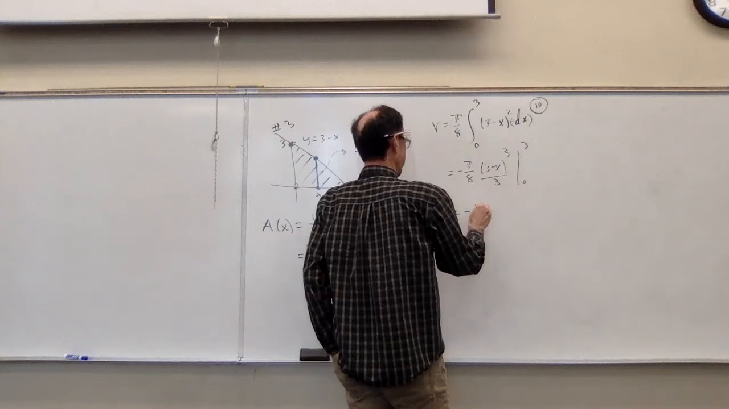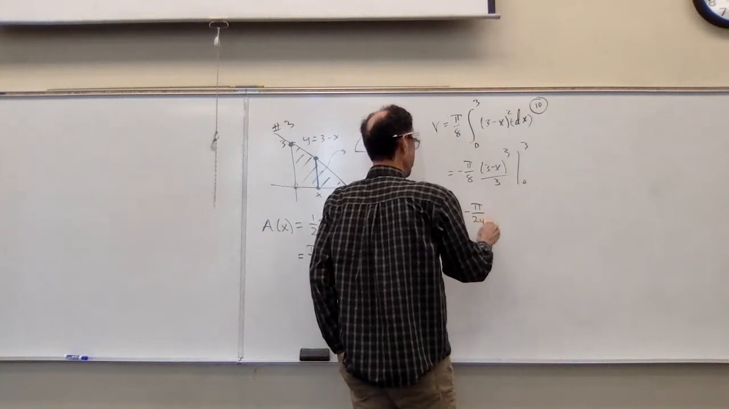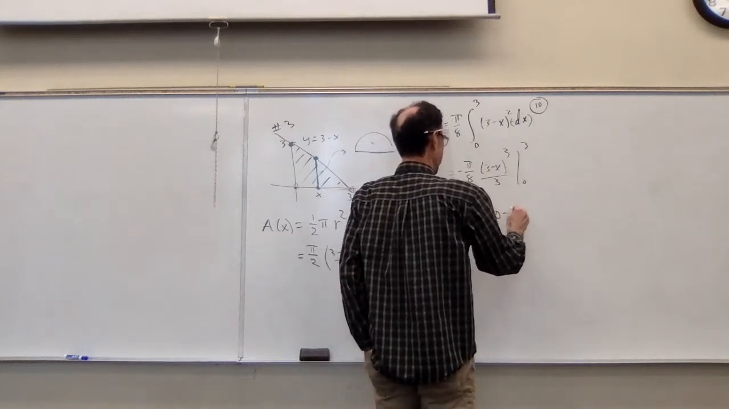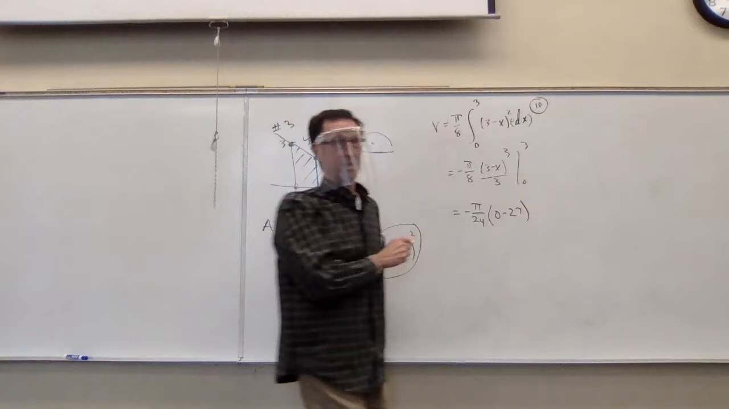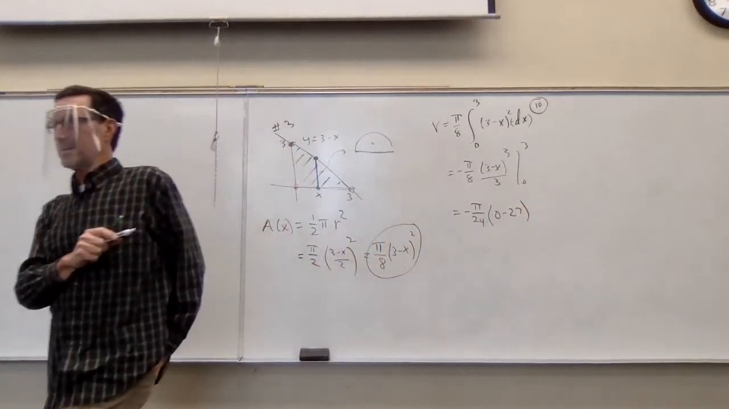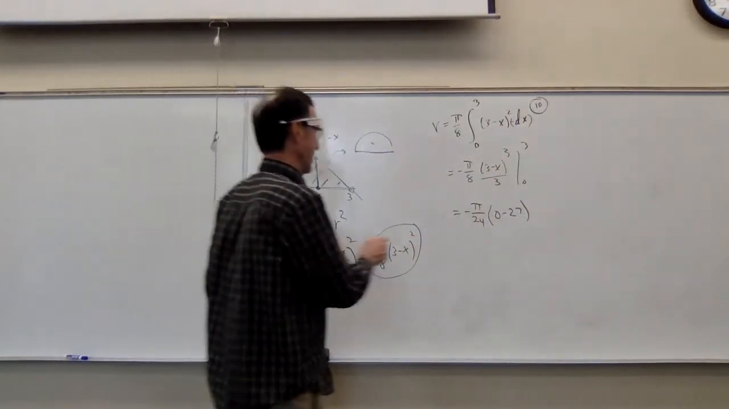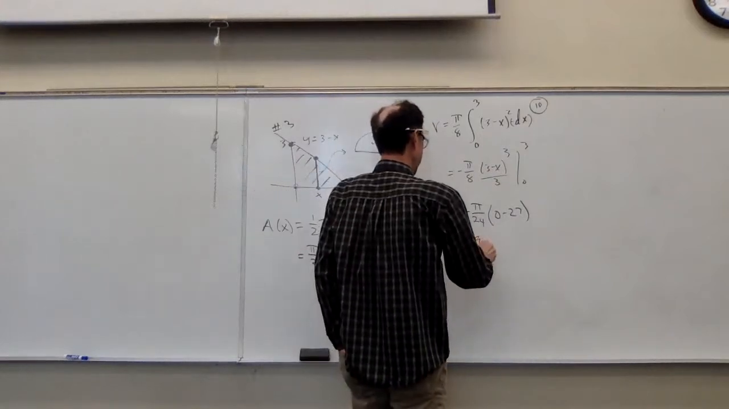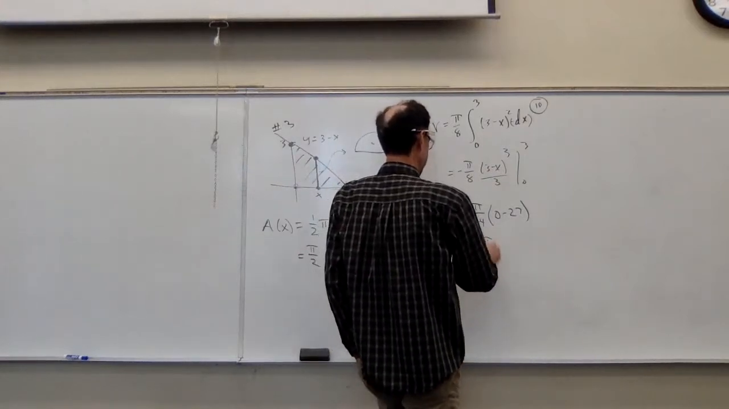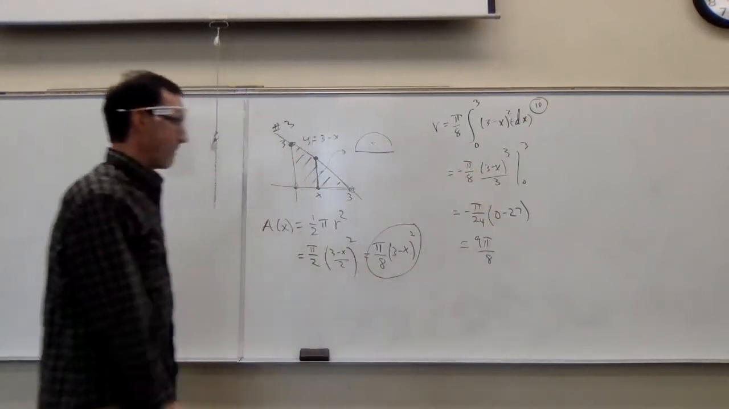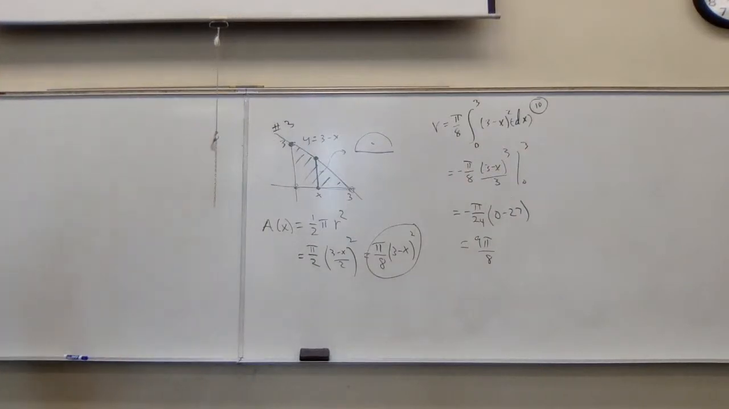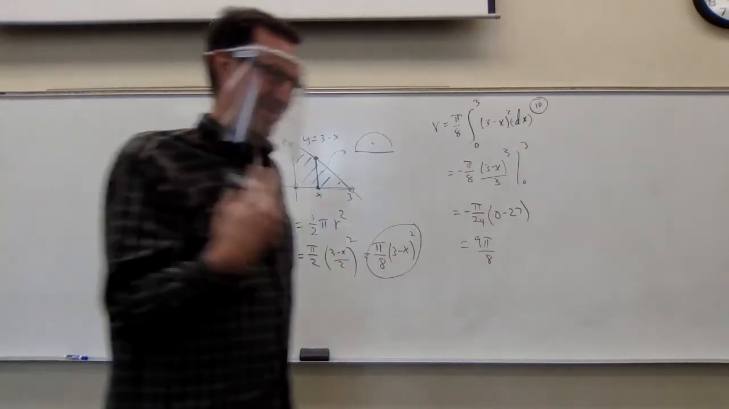So that gets me -pi/24, 8 times 3 times 0 minus 27. 3 cubed. Right? And that simplifies to 9 pi divided by 8. And that's what I was looking for. And I saw it on one paper.